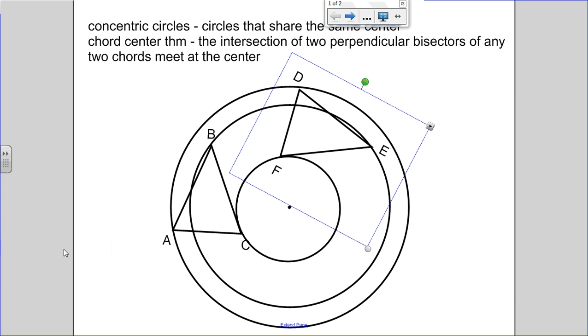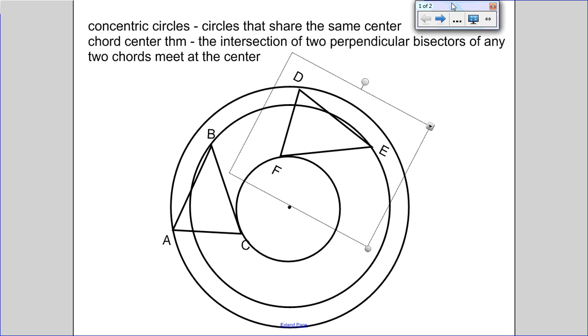Hello. So we want to make some lines of reflection here to be able to make a rotation. And before I teach you that, I just really want to have you understand why we're doing what we're doing, rather than just going through the steps, understand what we're trying to find here. And it'll actually be helpful in later units. So for example here, I'll give you two definitions: concentric circles and the chord center theorem.